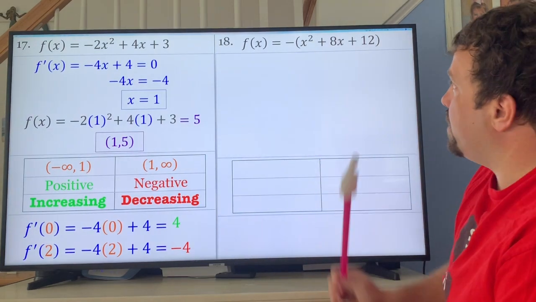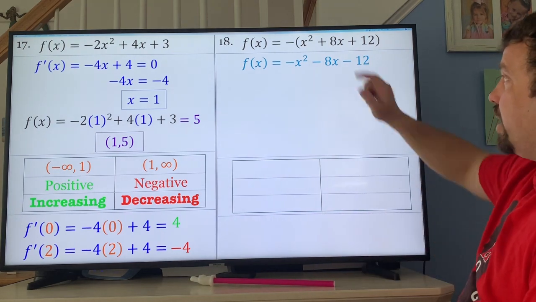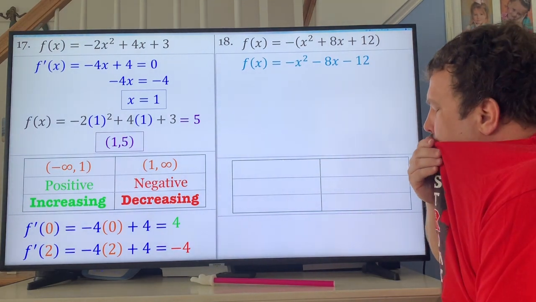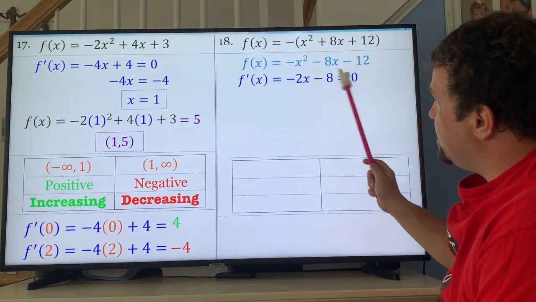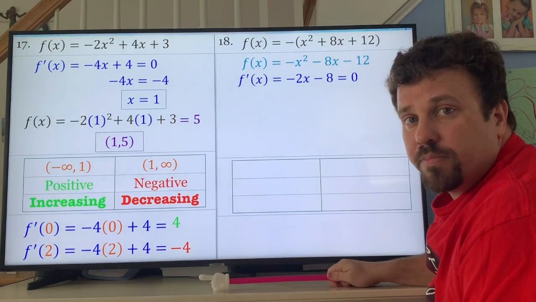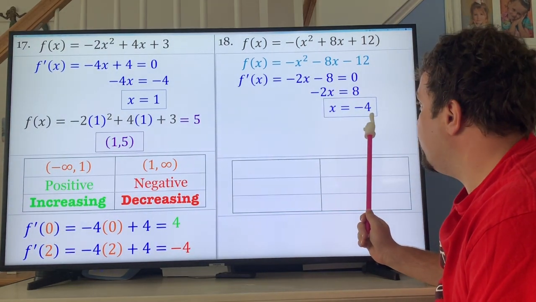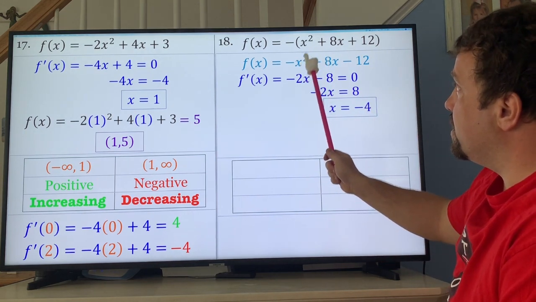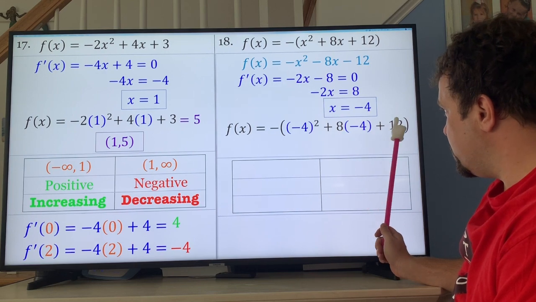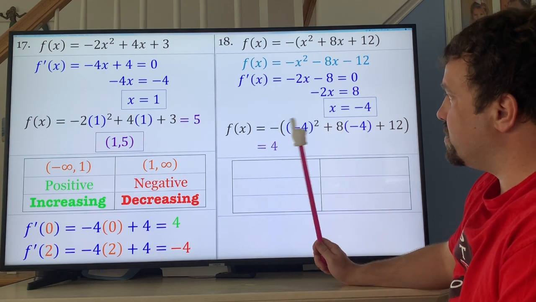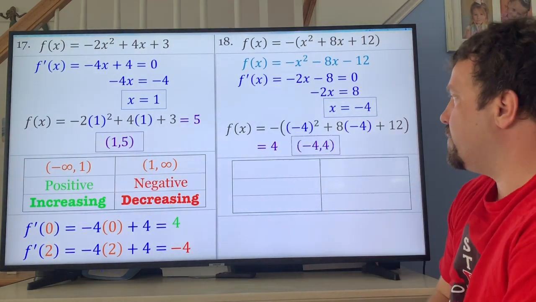All right? Right here. Distribute that negative first. -x squared minus 8x minus 12. Now you derive it. -2x minus 8 minus 0 equals 0. Add 8. Divide by -2. X equals -4. Take that -4, plug it into either one of these equations. I plug in the top one. 16 minus 32 plus 12 is a negative answer. So it's a -4, which is a positive 4. So your extrema point is -4, 4.